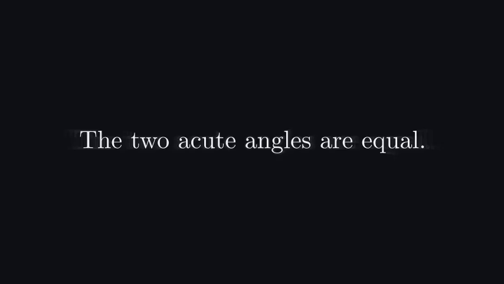In a right triangle, the two acute angles add up to 90 degrees. Since the two legs are equal, the two acute angles are also equal. So, y equals 45 degrees. Y plus y equals 90 degrees. Two y equals 90 degrees. Y equals 45 degrees.